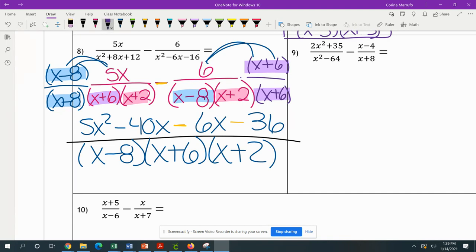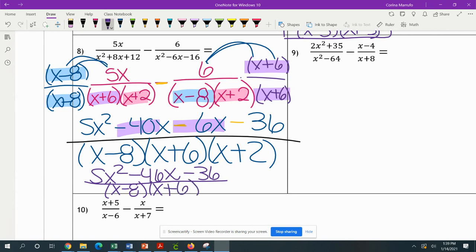So on the top, we have a 5x squared that has nothing to combine with. The negative 40 and the negative 6 is going to give you a negative 46x. And at the very end, we have minus 36. All of this is going to be over x minus 8, x plus 6, x plus 2. And that's it.